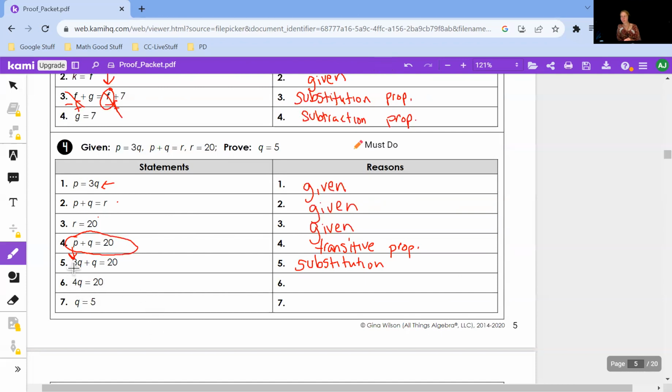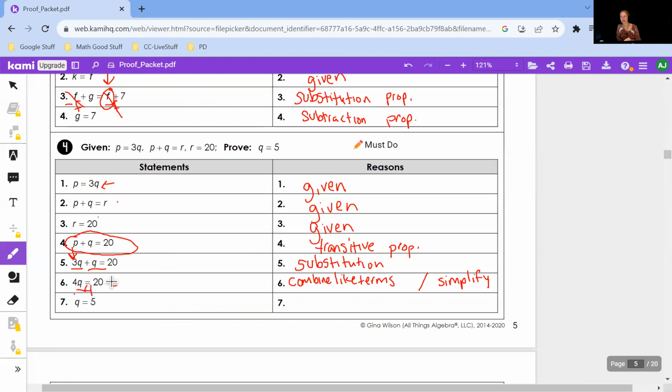Now this next one, we don't really have a good word for that we've used so far, so I'm going to give that to you now. 3Q plus Q, you can say one of 2 things. You can either call that combining like terms, or I don't mind if you just write the word simplify, okay? Because you have simplified that statement, 3Q plus Q is 4Q, or you have combined like terms, 3Q plus Q is 4Q. So it's your choice. I don't care which one you write.